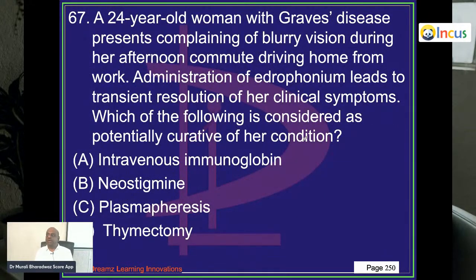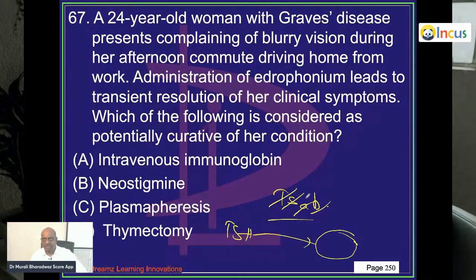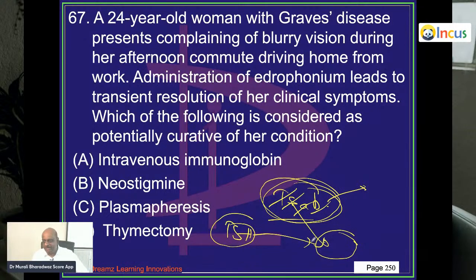Now, doctor, a 24-year-old woman with Graves' disease, blurry vision, you have given edrophonium and improvement is there. Graves is an autoantibody disease. TSAB antibodies, they are called. What are they? Thyroid stimulating antibodies. Just like TSH comes and stimulates the thyroid, in Graves, the autoantibodies produced are called TSAB antibodies. They also act like TSH and come and stimulate the thyroid. That is the reason Graves presents with hyperthyroidism.